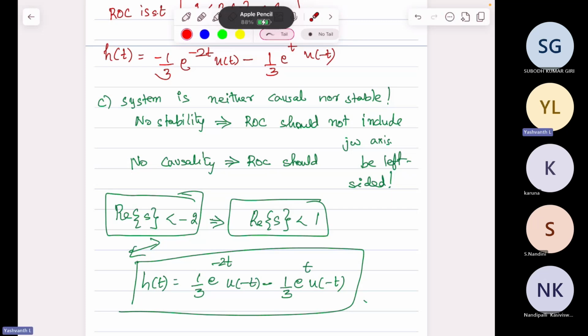Okay, so I see the question: which books would you recommend for the subject? I think the good book you should refer to is Oppenheim. The author is Oppenheim, and Signals and Systems is the title of the book. The other book I would recommend is Signals and Systems by Simon Haykin. Both these books are good enough.